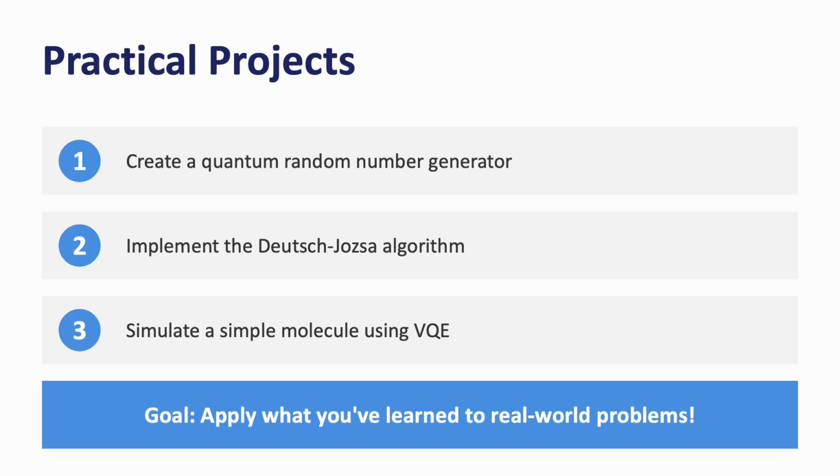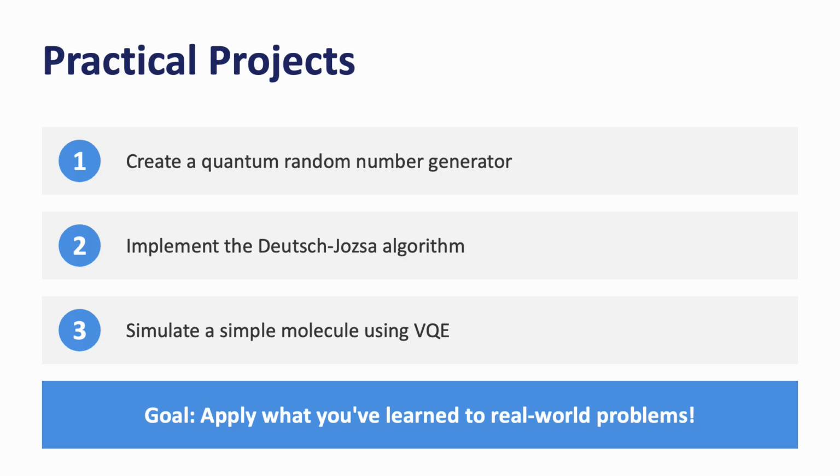A second project involves implementing famous quantum algorithms. The Deutsch-Jozsa algorithm is a great next step because it is more complex than what we have done so far, but it is still manageable for learners. It demonstrates quantum speedup by solving a specific problem much faster than any classical computer could. Implementing it yourself will deepen your understanding of how quantum algorithms work.